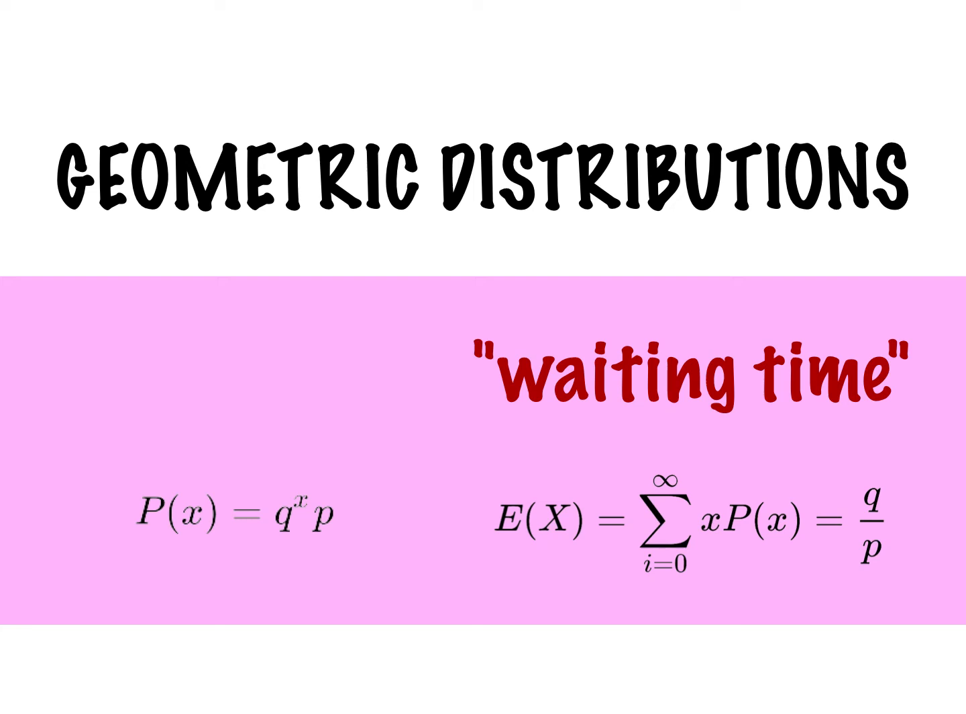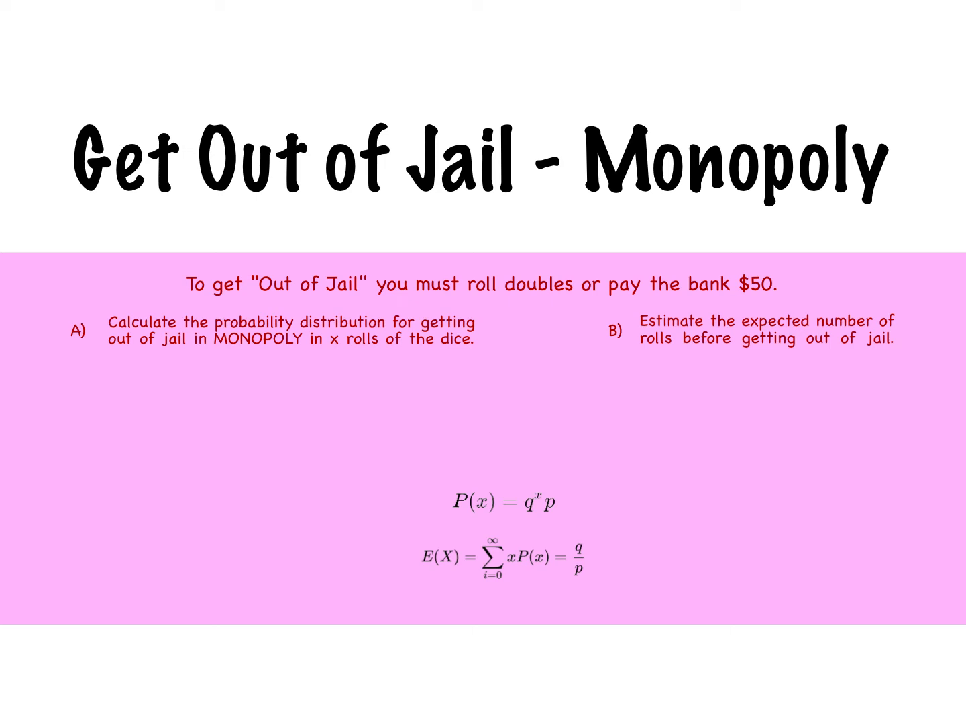Geometric distributions. Waiting time. Get out of jail in Monopoly. To get out of jail, you must roll doubles or pay the bank $50. So rolling doubles means you have 2 dice. And so to roll doubles, there are 6 ways to do that with a pair of dice. And there are 36 possible rolls.